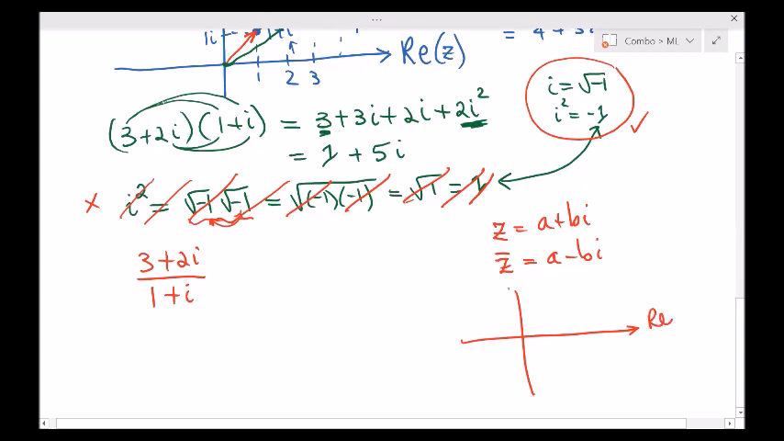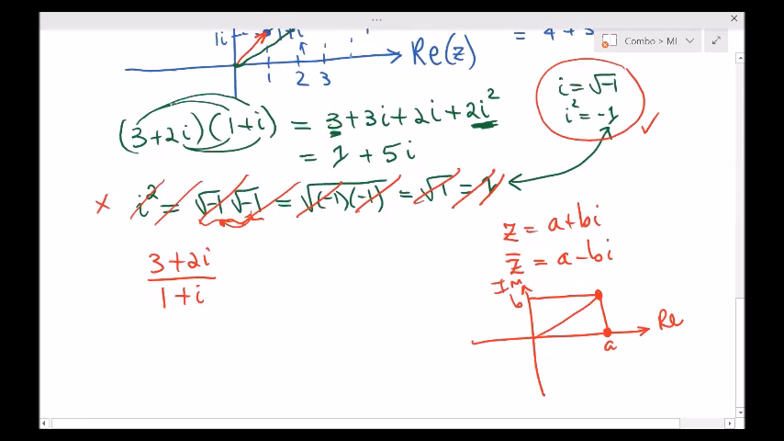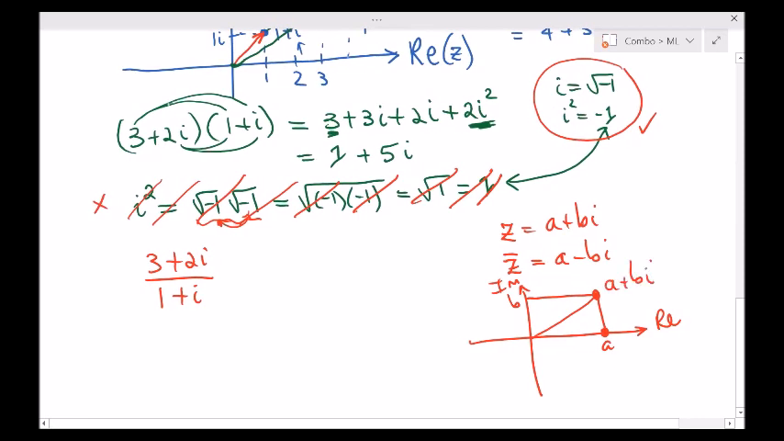Yes, a real part. Again, the imaginary part, imaginary axis. So a plus bi is this point here, where this is a, this is b. So this is a plus bi. As a result, a minus bi would be somewhere there. It turns out to be extremely convenient. Whenever you multiply z and z bar, you get some really nice stuff.